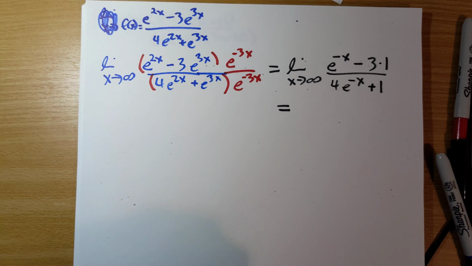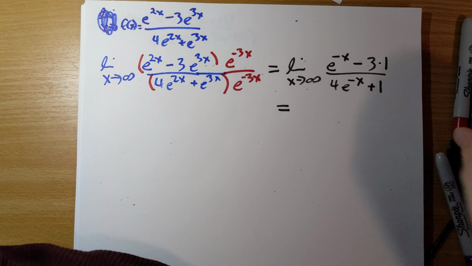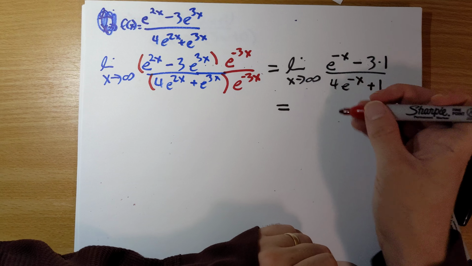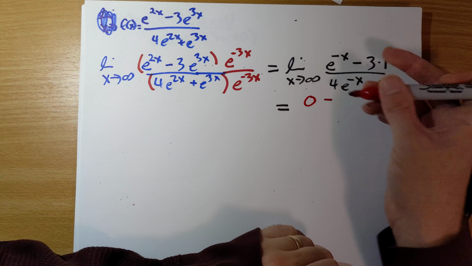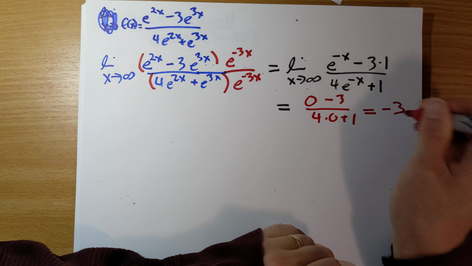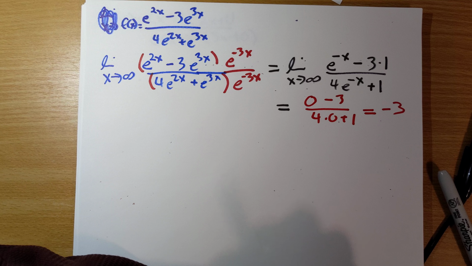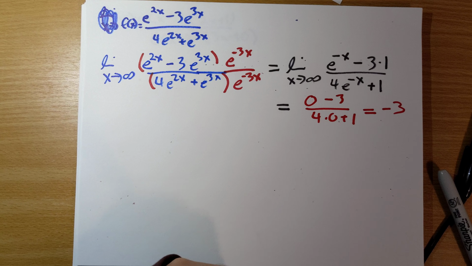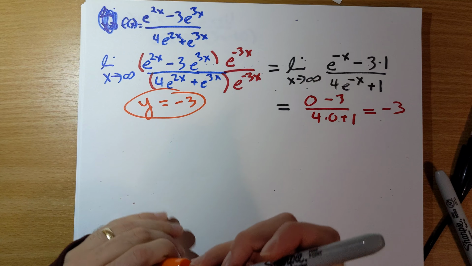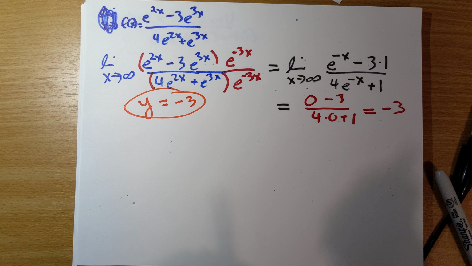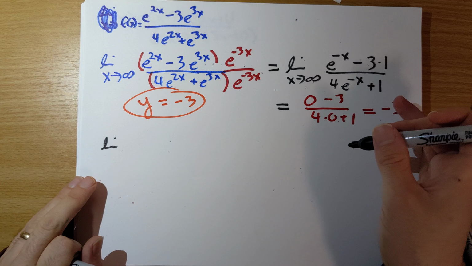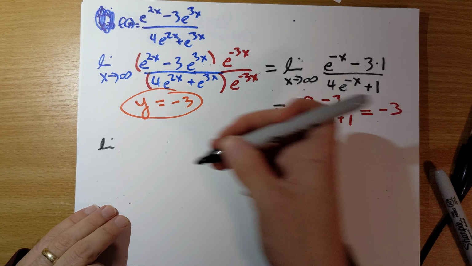Now as x goes to infinity, e to the negative x goes to 0. And so this is going to be 0 minus 3 over 4 times 0 plus 1. This is negative 3. So we have found our first horizontal asymptote. Our first horizontal asymptote is y equals negative 3. Now we also need to check. So far the answer is yes, it does have a horizontal asymptote.